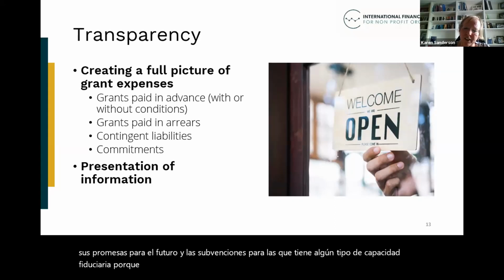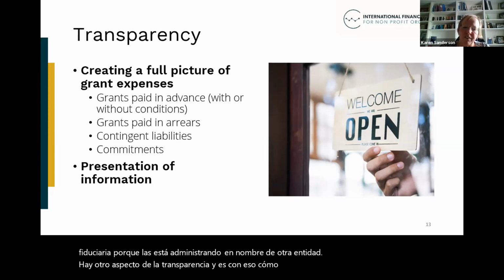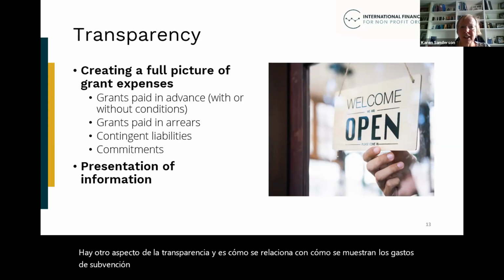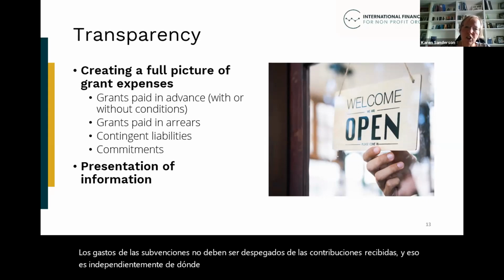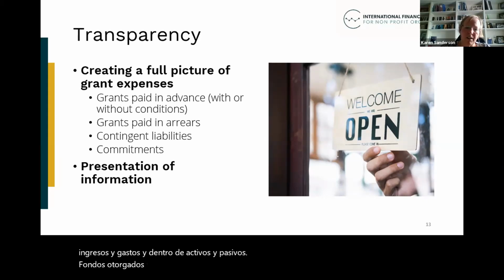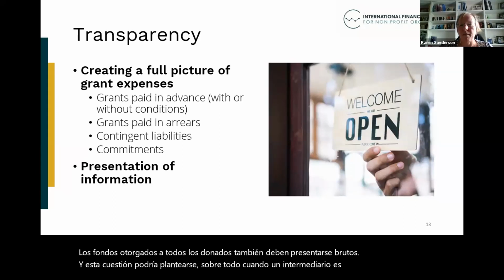There is another aspect to transparency, and that is related to how grant expenses are shown in the financial statements. Grant expenses should not be netted off from the contributions received, and that's irrespective of where they're presented. A gross presentation should be maintained in income and expenditure and within assets and liabilities. Funds granted or donated should also be presented gross. And this question might arise particularly where an intermediary is a principal in a relationship that both receives and pays grants.